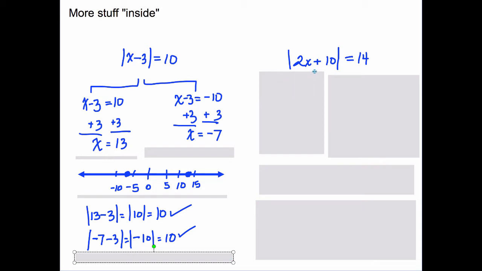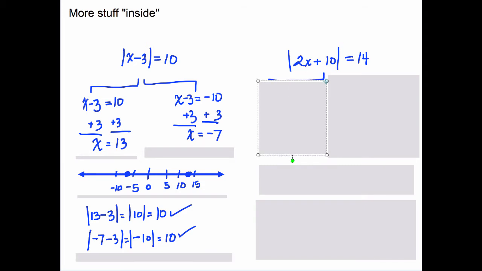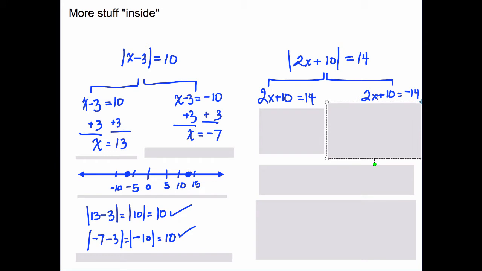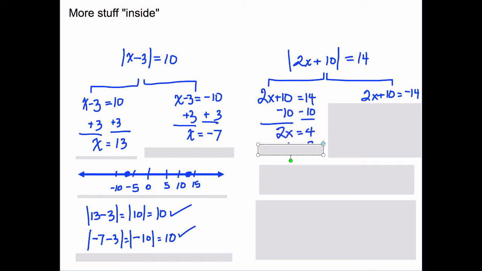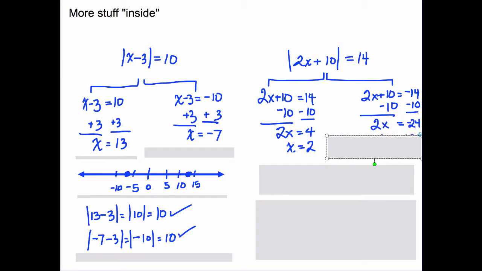Now, I'd like to take a look at one more that's got a little more going on inside the absolute values. As before, we'll split this into two problems. 2x plus 10 could equal 14, or 2x plus 10 could equal -14. Here, on the left-hand side, you're going to subtract 10 from each side, divide by 2 to get x equals 2. And on this side, you're going to subtract 10 from each side, get 2x equals -24, and then divide each side by 2 and get x equals -12.